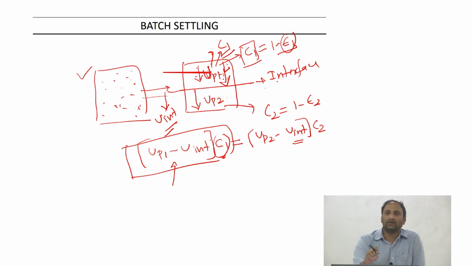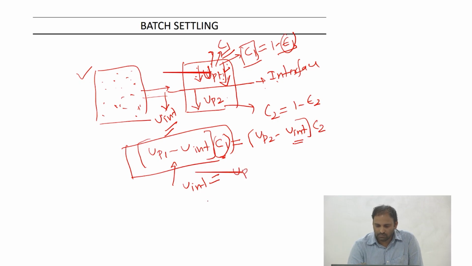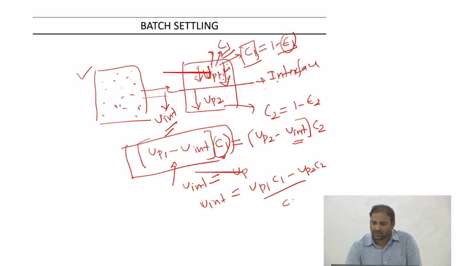The mass flux that is coming down should be the same as the mass flux that is going down. From this, I can get an expression for u_int, which goes as (u_p1 C1 minus u_p2 C2) divided by (C1 minus C2).